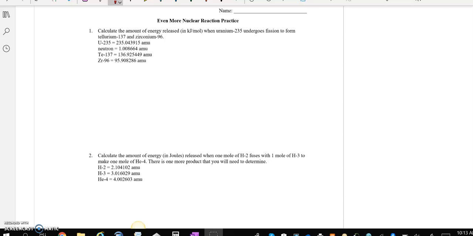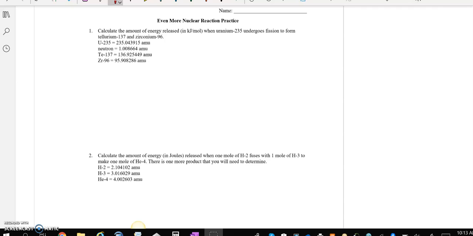Hi everybody, time to go through some answers to this even more nuclear reaction practice worksheet to hopefully help you get ready for Tuesday's quiz. So the first one here, it says calculate the amount of energy released in kilojoules per mole when uranium-235 undergoes fission to form tellurium-137 and zirconium-96.